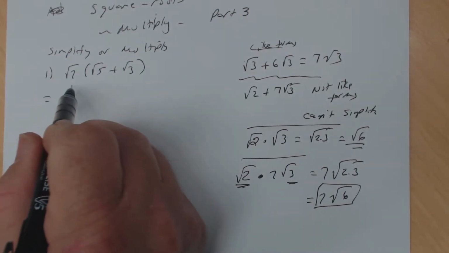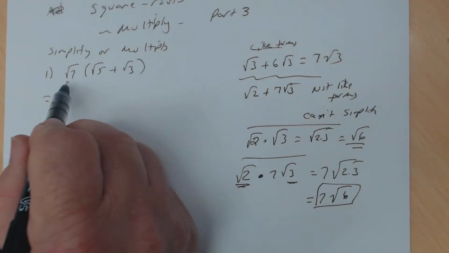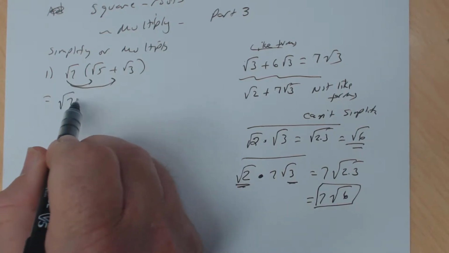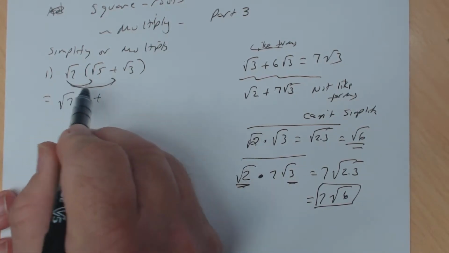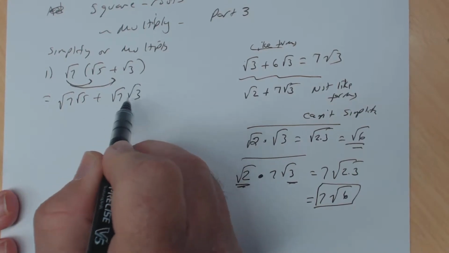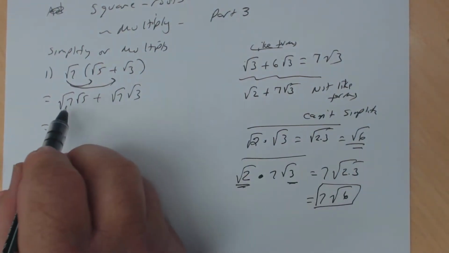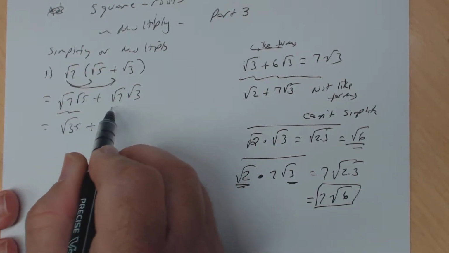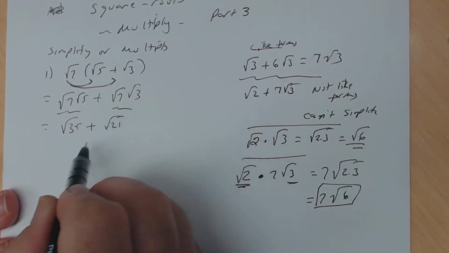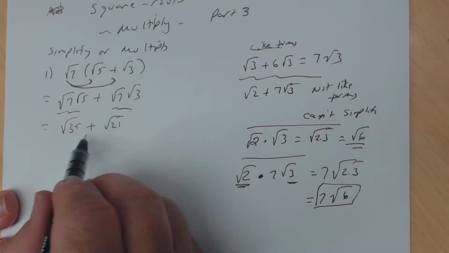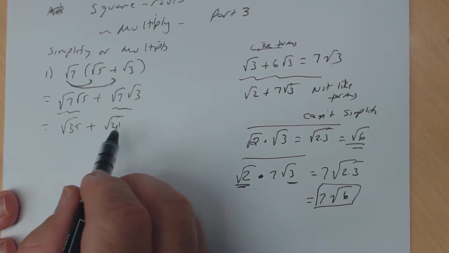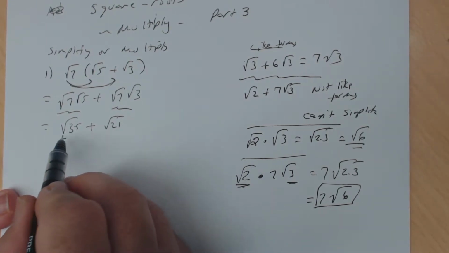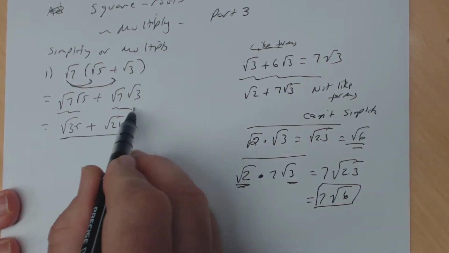Okay. All right. So now we have a binomial times a monomial. So I'm going to distribute. So I have the square root of 7 times the square root of 5 plus the square root of 7 times the square root of 3. Now, based on what we just talked about, that right here is going to be the square root of 35 plus, and then that's going to be the square root of 21. And besides 1, there's no perfect square that goes into 35. And besides 1, there's no perfect square that goes into 21. And those are not like terms, so there's our answer. You cannot combine them.